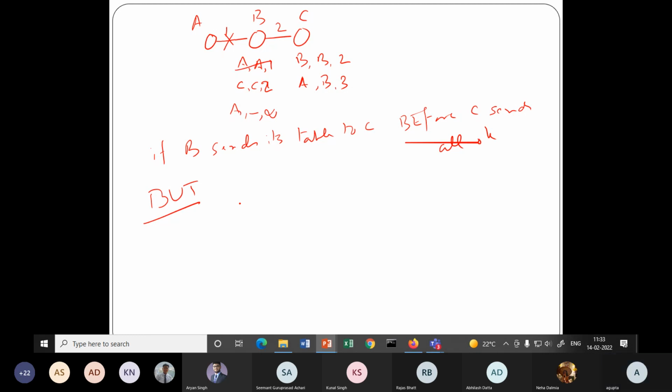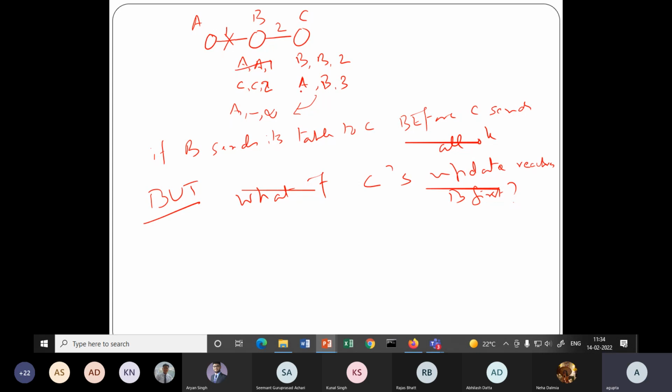But what if C's update reaches B first? What has come? Now, in the update, we basically just send this. So this has come. Okay. Now, look at the update rule for B that we have seen.